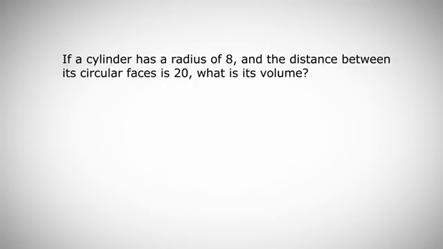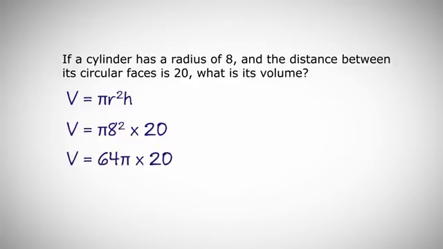If a cylinder has a radius of 8 and the distance between its circular faces is 20, what is its volume? So we know the volume is going to equal pi times the radius squared times height. We know the radius is 8, so volume is going to equal pi times 8 squared times the height. And we know that the height in this particular instance, the distance between its circular faces, is 20. So the volume is going to equal 64 pi times 20, which is equal to 1280 pi.